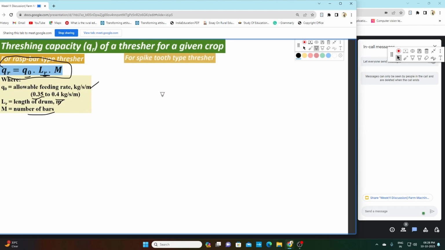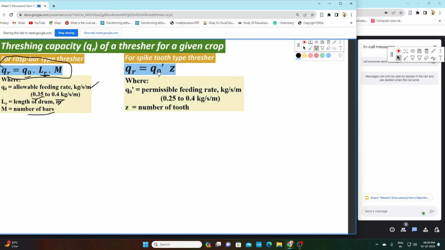Now for spike tooth, the formula is Q naught dash into Z. What is this Q naught dash? Q naught dash is the permissible feeding rate, again in kg per second per meter. For spike tooth, the allowable feeding rate is less than the rasp bar type thresher. It is from 0.25 to 0.4, whereas for rasp bar it is 0.35 to 0.4. Z is the number of teeth. So this is the threshing capacity for a spike tooth thresher.